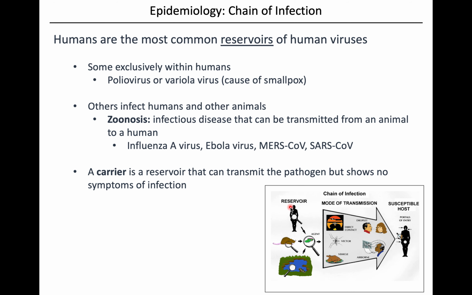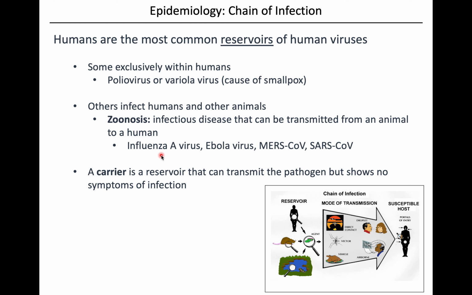And we're talking about human viruses here. Humans are going to be the most common reservoir of human viruses. And there are some viruses that have been identified that humans appear to be the only reservoir. So poliovirus, variola virus, basically the cause of smallpox, apparently only infect humans. Whereas a lot of other viruses may be considered zoonoses, meaning they can infect other animals and the virus could be transmitted from those other animals to humans. So influenza, this is known to be the case.